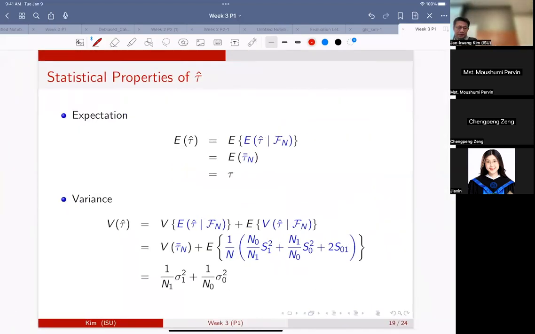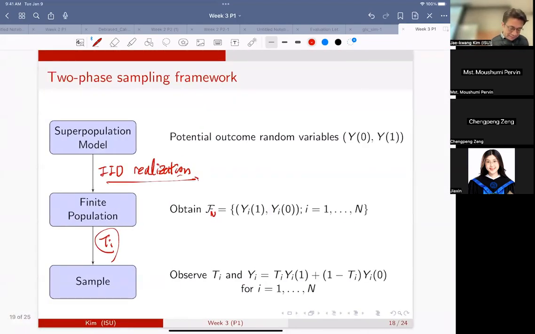And now, what is the implication? The one implication is that when it comes to computing the expectation and variance, you need to consider two phases, right? The two-phase structure. This is phase 1. This is phase 2. Phase 1 is IID, so randomness generating Y. So in phase 1, Y is a random variable. In phase 2, T is a random variable. Okay.